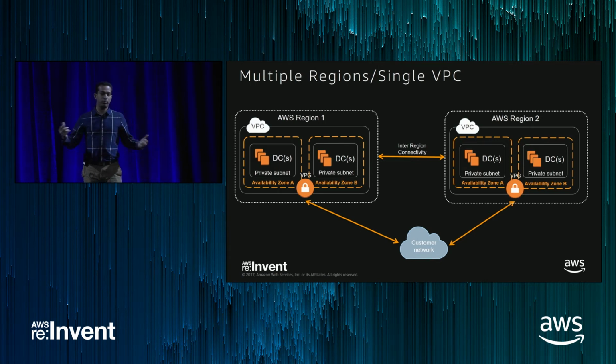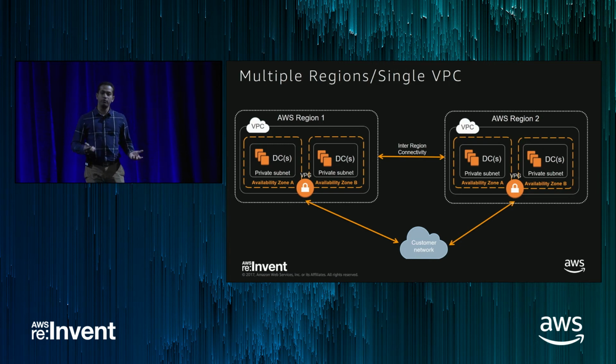Because regions could be far away, depending on the regions you choose, we don't want you to use one region's domain controller as a highly available solution for applications in another region. Because regions are far away, there's also a latency component that comes into play, which is why we recommend placing domain controllers in every region where you have Microsoft applications running.